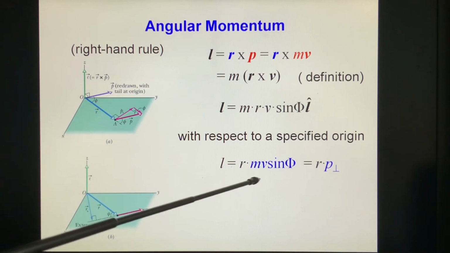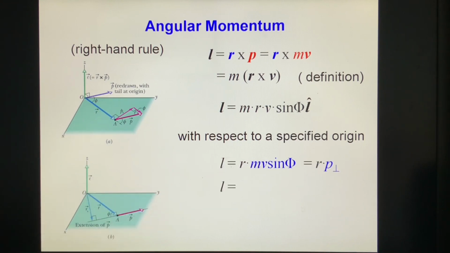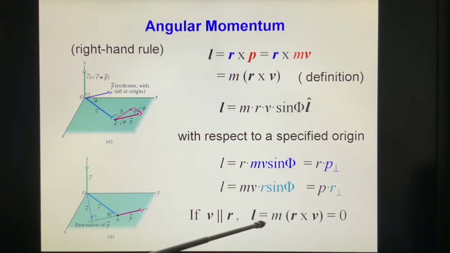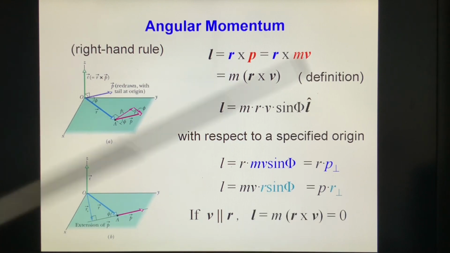Also, we can write this one. We combine r sine phi. What is r sine phi? Look, this one. This is r, this is the phi, r sine phi. This one we call r perpendicular. Perpendicular to what? To p. So we call it r perpendicular p. If v is parallel to r, then the angular momentum is 0.